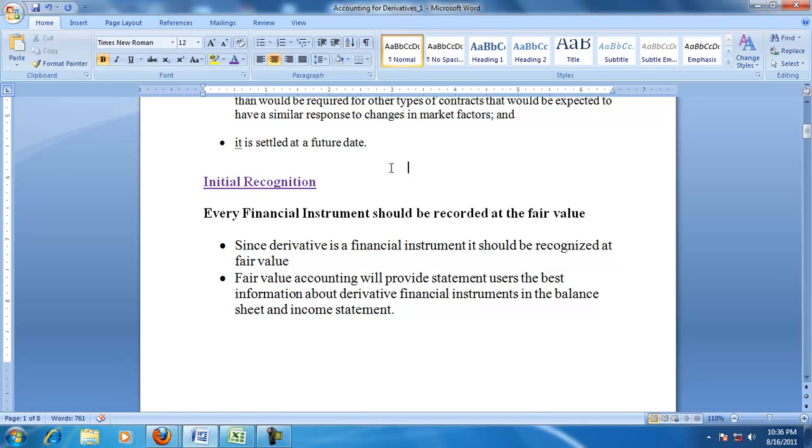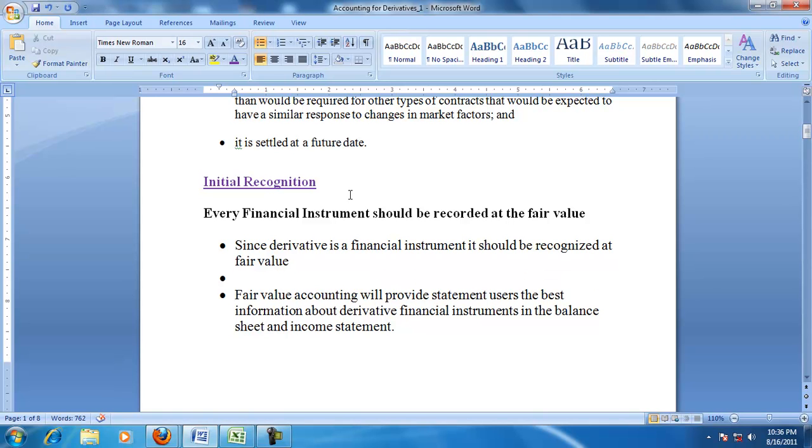Fair value accounting is expected to provide the statement users the best information about the derivative on the balance sheet and income statement. And since the derivative market is evolved and sophisticated, information is available, so information about the fair value is not difficult to get. But the more difficult issue with respect to the recognition of derivatives is the subsequent recognition.